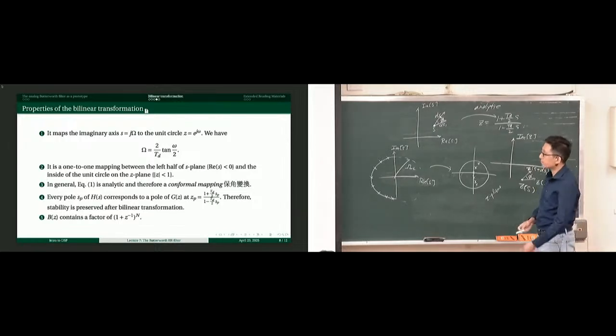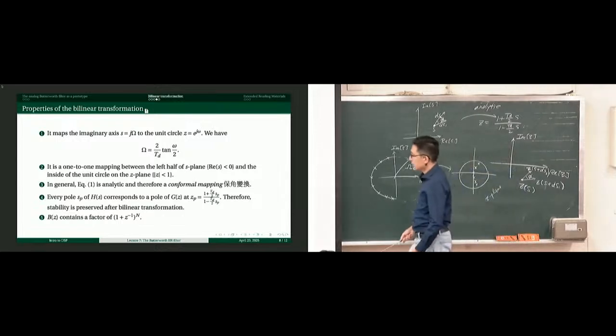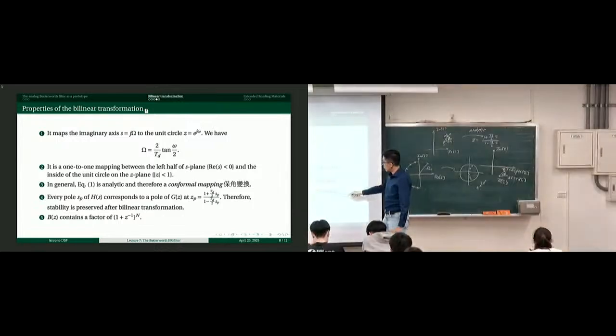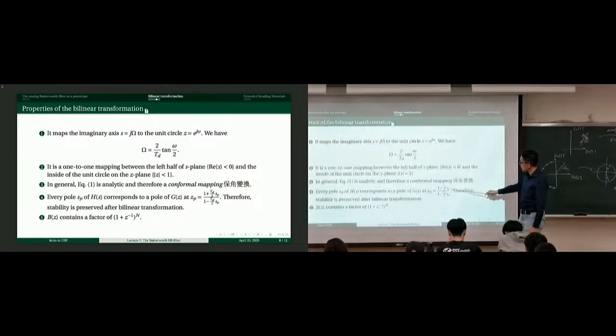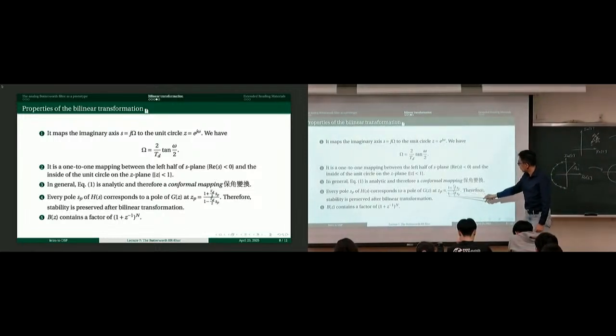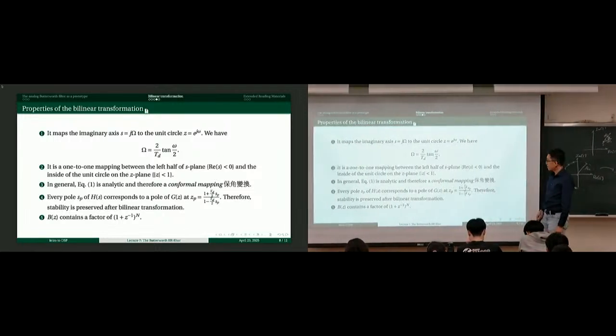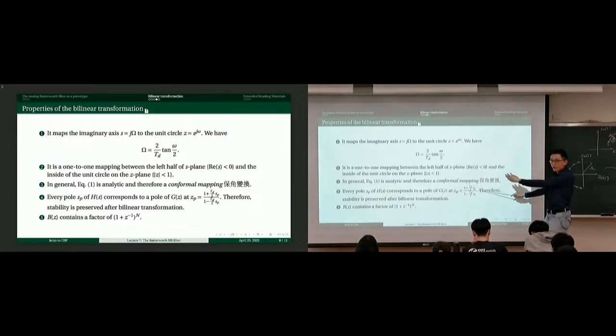And that's pretty important. Every time we have a singularity in the S plane, then after transformation the singularity goes inside the unit circle, given that S is to the left-hand side of the imaginary axis. Therefore, stability is preserved after bilinear transformation. Very strong and important property, useful.